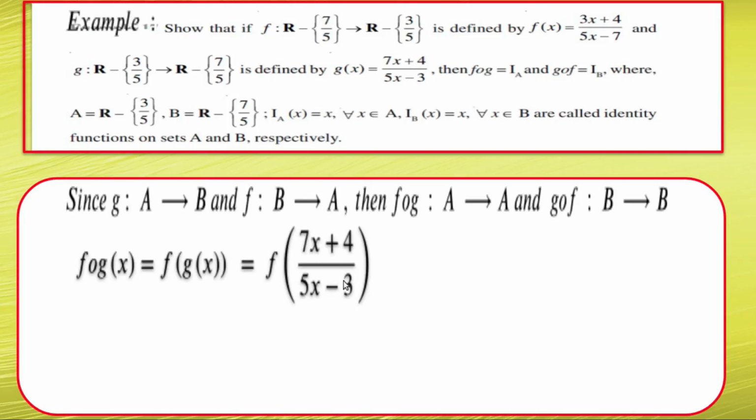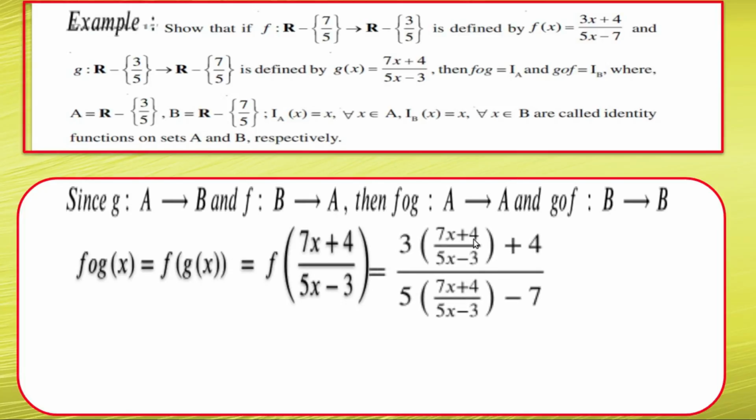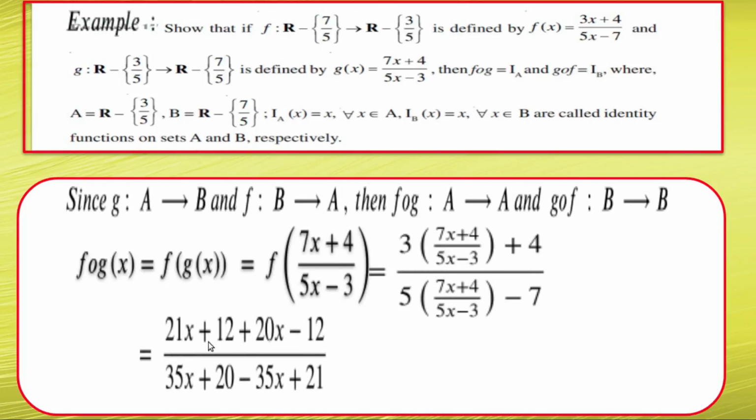Now f of 7x plus 4 by 5x minus 3 will be what? You replace x with 7x plus 4 by 5x minus 3 here. That means 3 into 7x plus 4 by 5x minus 3 plus 4, and 5 into 7x plus 4 by 5x minus 3 minus 7. So cross multiply, then 21x plus 12 plus 20x minus 12 whole divided by 35x plus 20 minus 35x plus 21, that is equal to 41x by 41, which is equal to x.